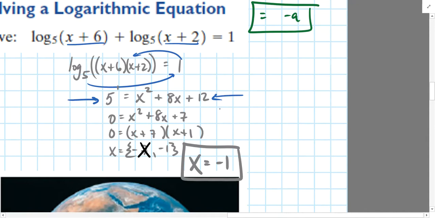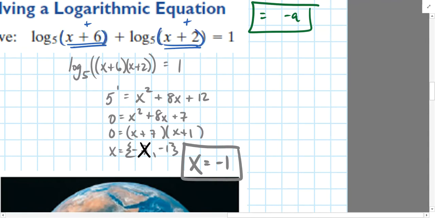And to solve the quadratic, we subtracted 5 from both sides. And then we had to solve this one. I solved it by factoring and found that x had to be either negative 7 or negative 1, but only negative 1 is acceptable. Now remember, x by itself is not being used as an argument here, but x plus 2 and x plus 6 is. So when x is equal to negative 1, we have negative 1 plus 2, which is a positive number. And when we have negative 1 plus 6, that's also a positive number. In both cases, when x is equal to negative 1, the argument is positive.